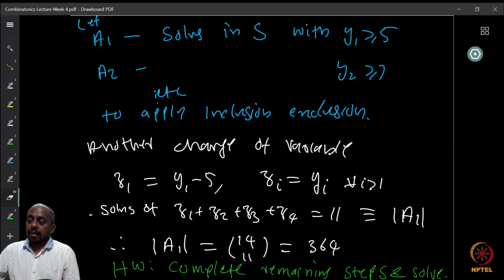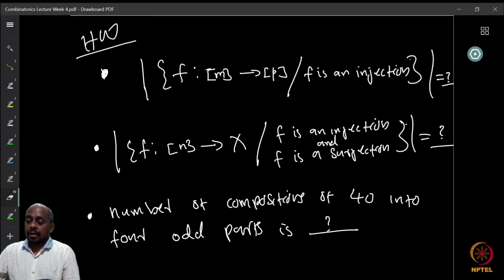Okay, now I will give you a few more homework questions. So let us look at them one by one. One question is: find the cardinality of the set of all f mapping from the set 1 to m to the set 1 to p such that f is an injection. Then find the cardinality of the set of all f which map from the set 1 to n to X such that f is an injection and f is a surjection.